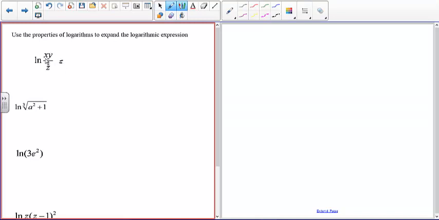So if you have a product of two numbers divided by a third number, you would rewrite this as the natural log of x plus the natural log of y minus the natural log of z. So whatever's in the numerator in the product you add together, and whatever's in the denominator you subtract.